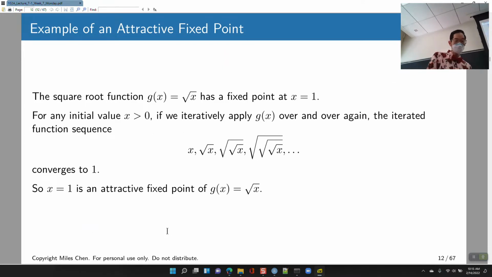And so a very simple example of this, sorry, I don't know what's going on with my audio. A simple example is the square root function, okay? You can start off with any positive number, and you take the square root of it, and then you take the square root of that number, and again, and again, and you keep applying the square root function, it will eventually converge to 1, okay?